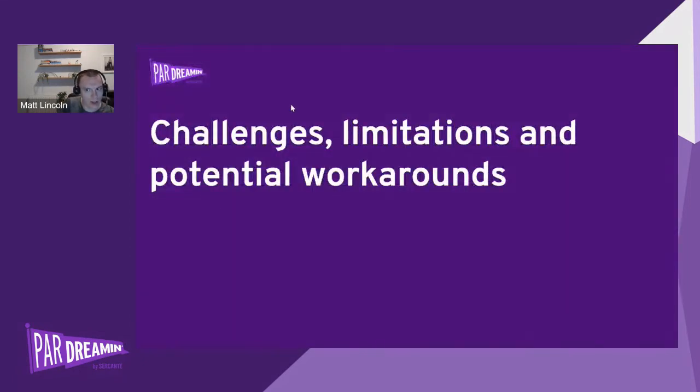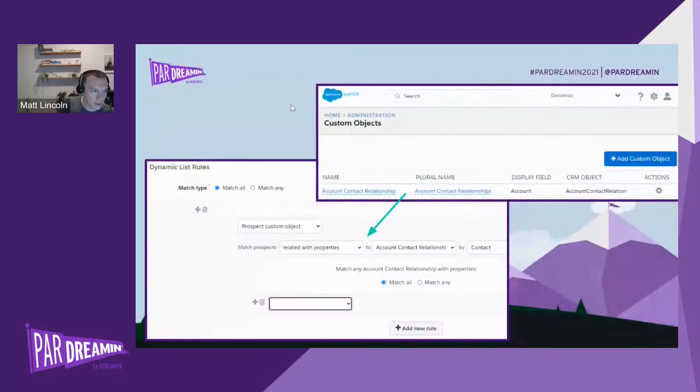So the question is really, if we can't do what we want to do out of the box, what can we do? Here's where something called custom objects comes in Pardot. If we want to segment our audience based on fields on those non-primary accounts, then we need to use these custom objects in Pardot to try and map out our account contact relationship object.